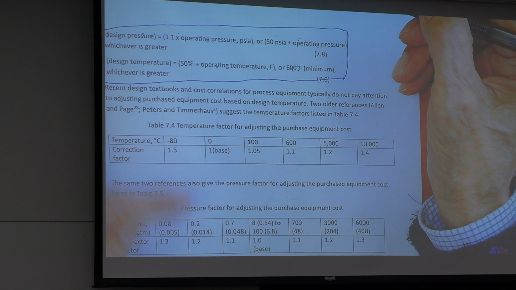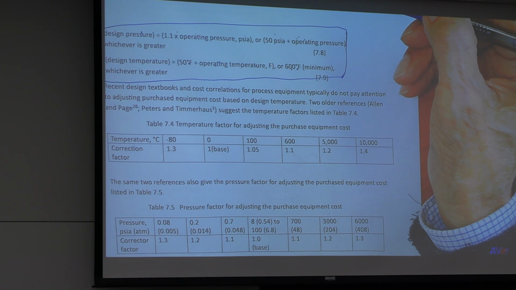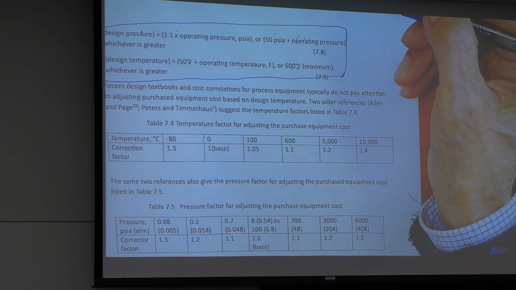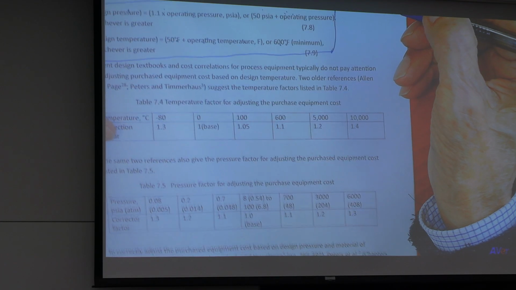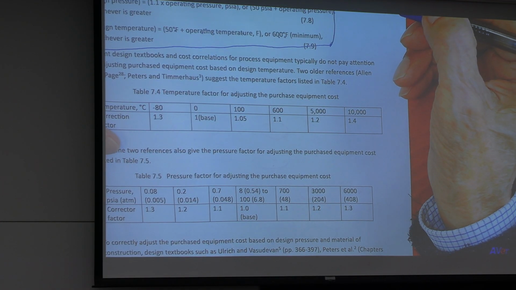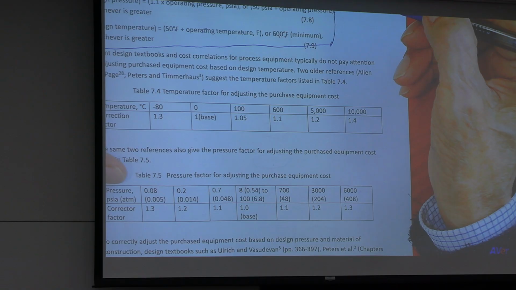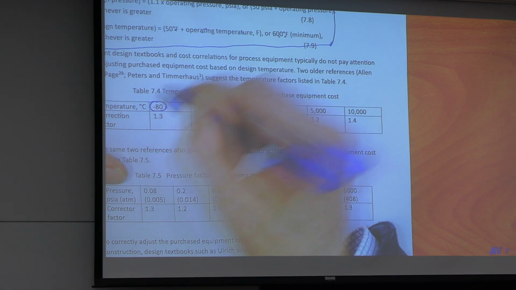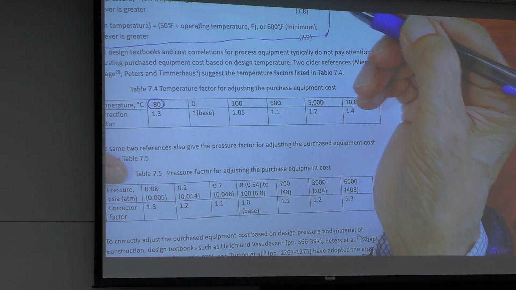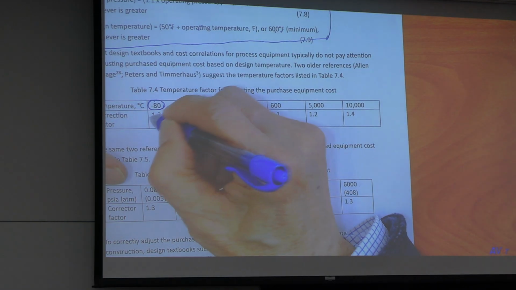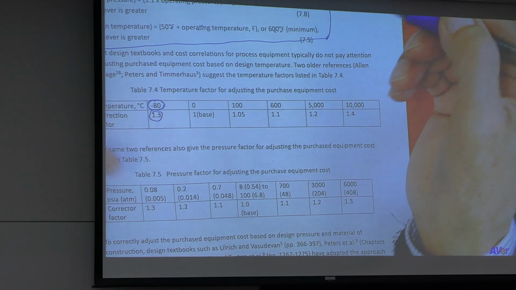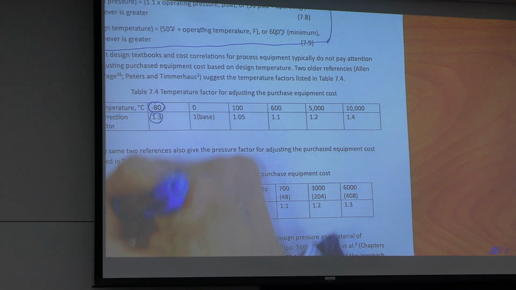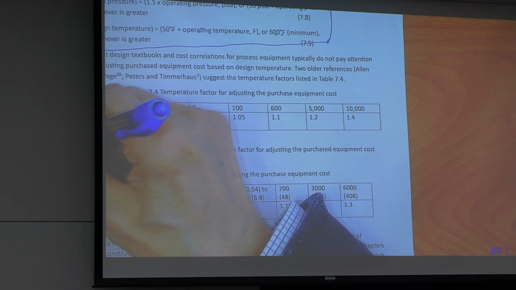Now, the following two tables, people don't use that anymore. How do you adjust? Your view is high equipment costs minus 80 degrees. You adjust that, what's the correction factor? Those two tables are not used often.